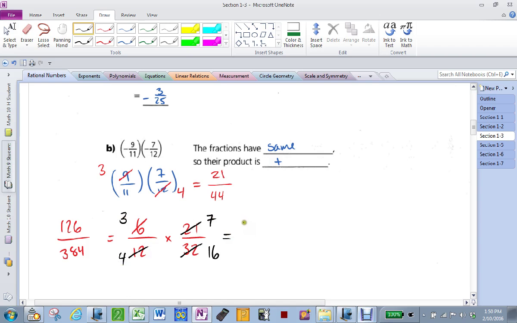So 3 times 7 is 21. 4 times 16 is 64. And I'm done. That makes it so much easier, doesn't it? It's way easier.